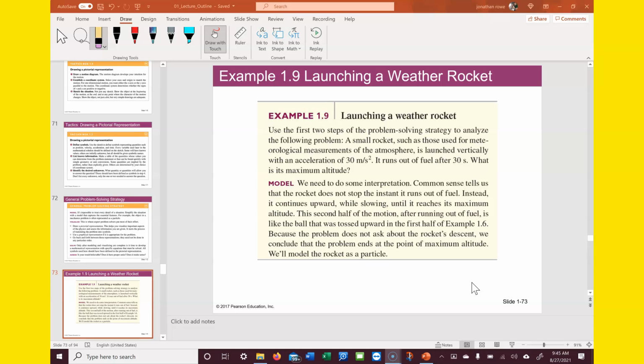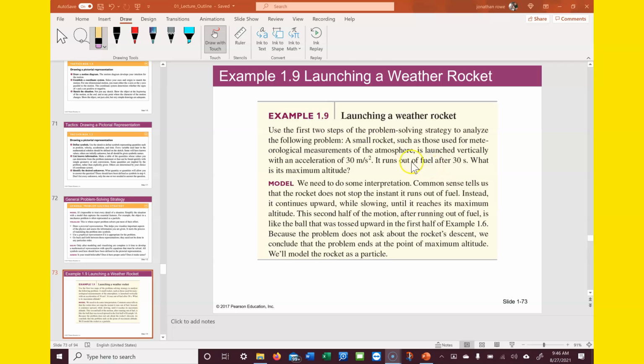Example 1.9, launching a weather rocket. Use the first two steps of the problem-solving strategy to analyze the following problem. A small rocket, such as those used for meteorological measurements of the atmosphere, is launched vertically with an acceleration of 30 meters per second squared. So it's launched vertically, has a positive acceleration, so it is accelerating vertically. It runs out of fuel after 30 seconds. What is its maximum altitude?